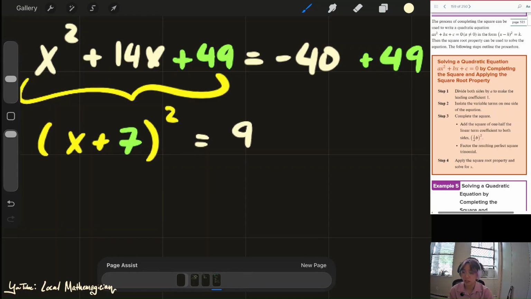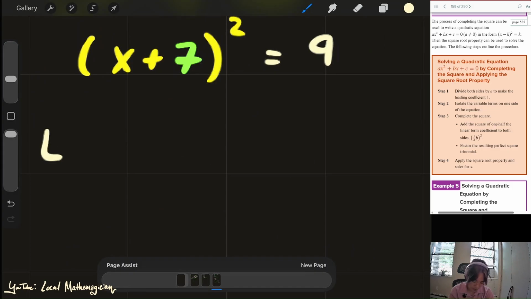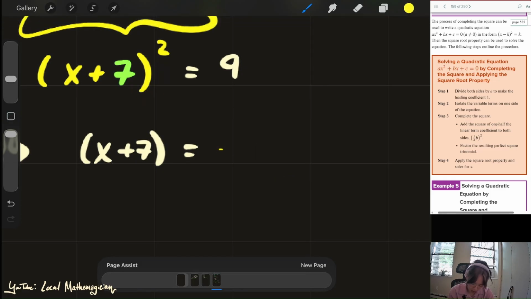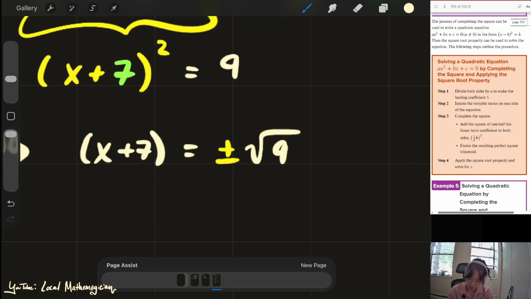Just like that. And we can actually exploit the square root property now, right? Remember how we said, if x squared is equal to k, then x is equal to positive negative root k, right? Well, you square root both sides, just like it says in step 4. You square root both sides, and all of a sudden you have x plus 7 is equal to positive negative root 9, okay? Both roots.